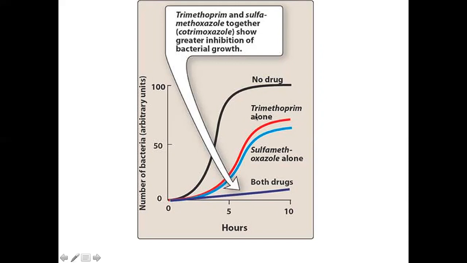And we can see trimethoprim alone, still the curve is high. There's still bacterial growth. And sulfamethoxazole alone, also, there's increase in bacterial growth. But when both drugs are combined, we can see the synergistic effect of this combination, cotrimoxazole, which significantly reduces or inhibits the growth of bacteria. Okay.